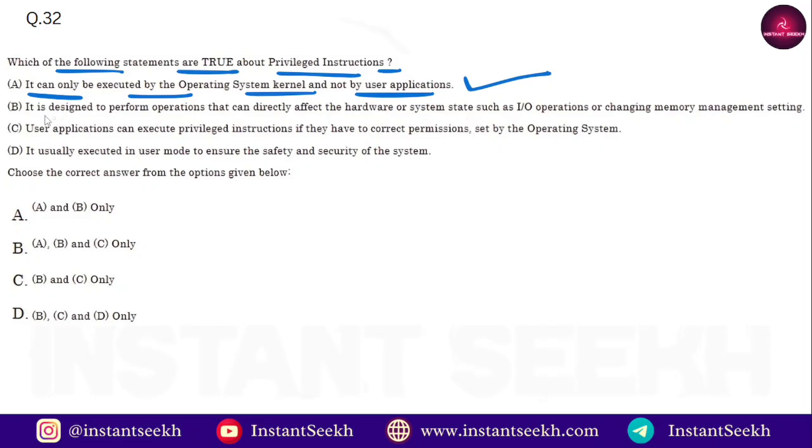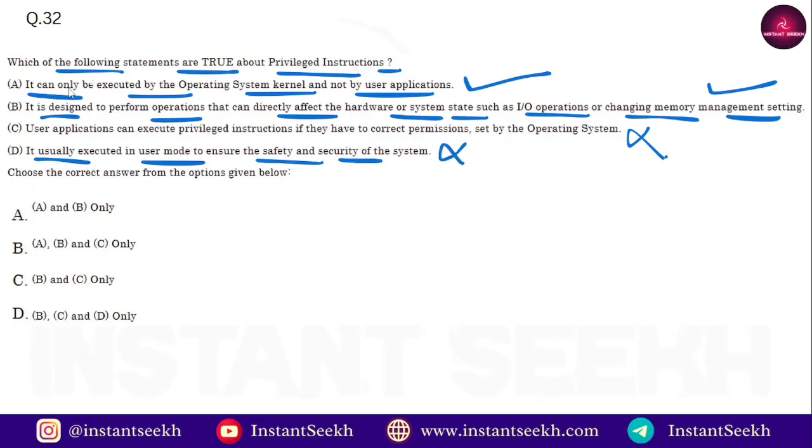Next, it is designed to perform operations that can directly affect the hardware or software state, such as IO operations or changing memory management settings. Yes, this is also true about privilege instructions. User applications can execute privilege instructions if they have the correct permission set by the operating system. No, just now we have said it cannot be executed by a user application. It is usually executed in user mode to ensure the safety and security of the system. No. So if you know the definition, straight away these two options get cancelled out. So your correct answer is only statements A and B, that is option A.